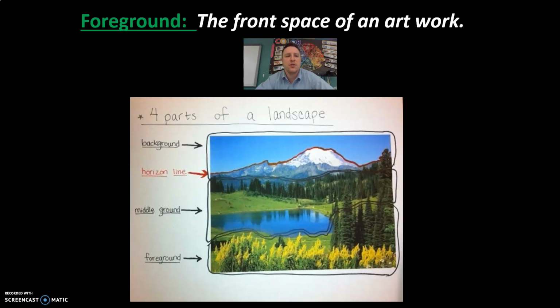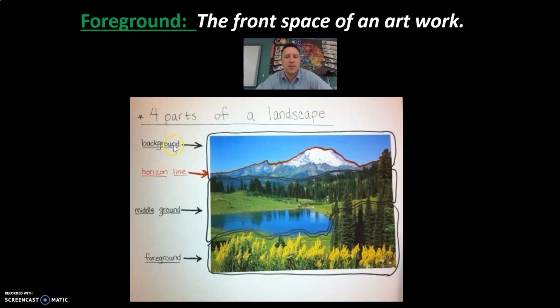So your first question of today's entrance ticket is, what is the foreground? And the foreground is a front space of an artwork. This is depicted in the image below along with the other 3 parts of a landscape, so 4 parts total. The foreground is the front space of an artwork, which is the name itself is kind of odd, because when you follow the pattern of background, middle ground, you would think this would be called the front ground, back, middle, front, but it is called the foreground, so just please remember that difference in the name.